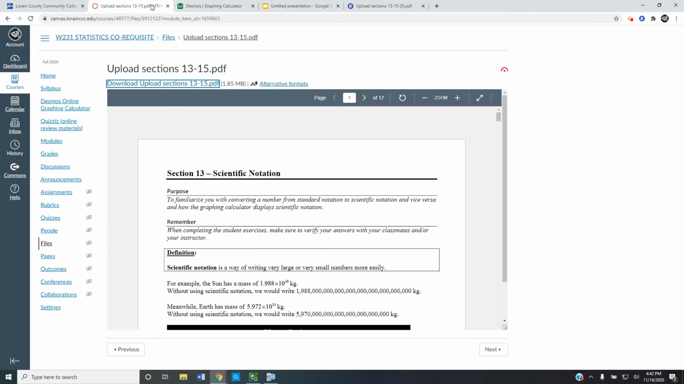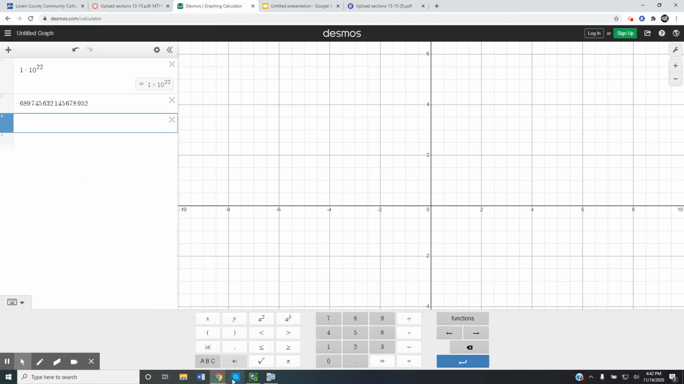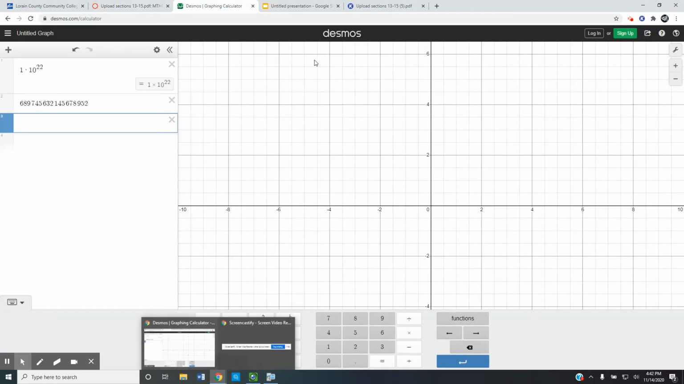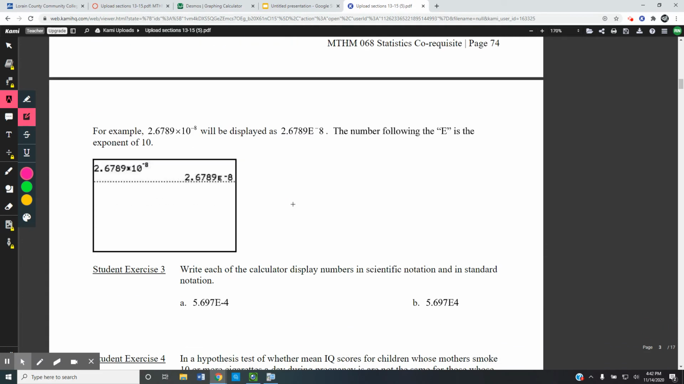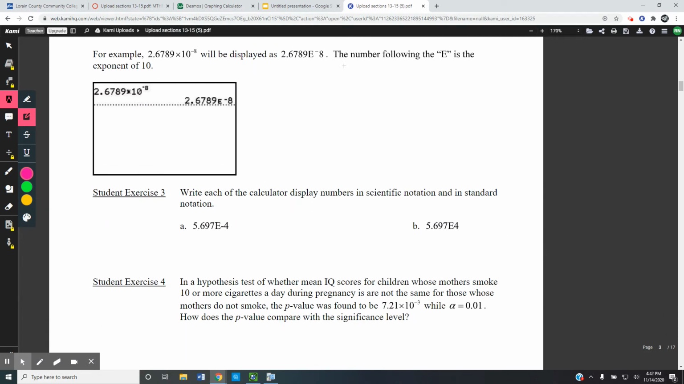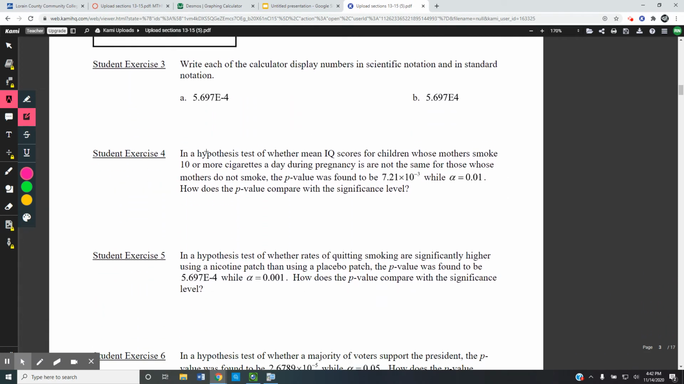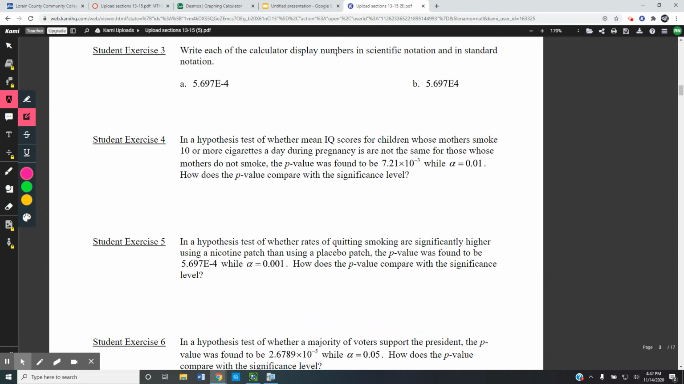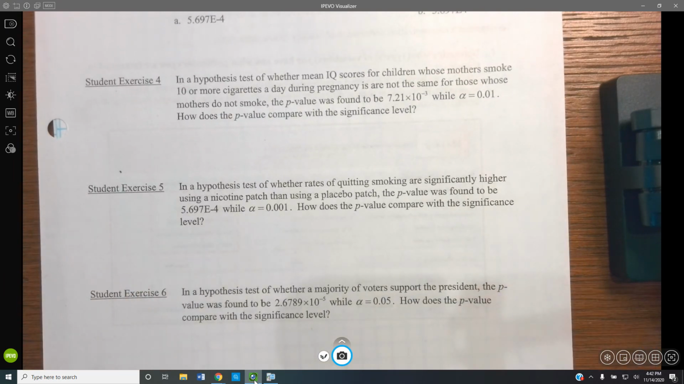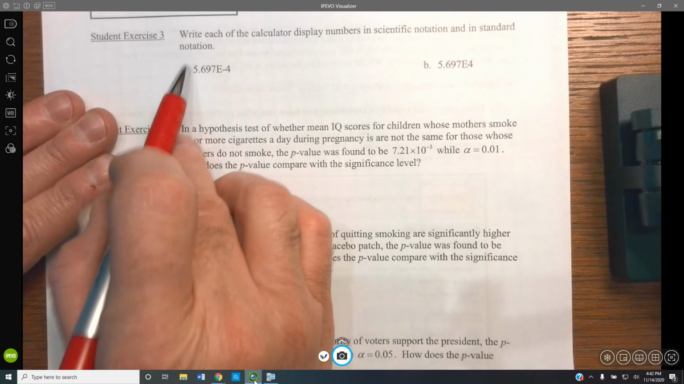Let's go back to where we were. Oops, I'm jumping all over the place. And here's the example of what it looks like, and I just showed that to you. Write each calculator display number in scientific notation and in standard notation. All right, so I'm going to flip over, and we're going to do these together. So let's do exercise letter 3A.